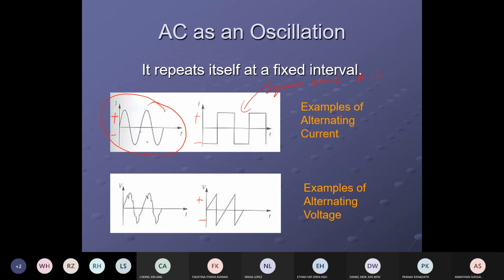Remember, if the current is sine, then the voltage which produces this current is also sine. When the voltage is sine, current will also be sine. Voltage cos, current will also be cos. Of course, right? V equals IR. When voltage rises, current rises. So their graph pattern is going to be the same. V and I will always have the same pattern of graph.